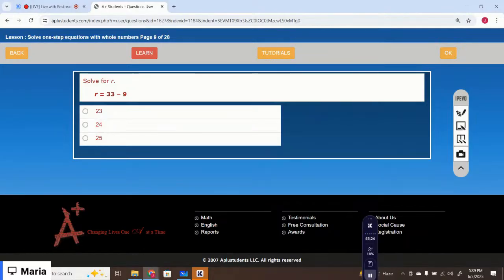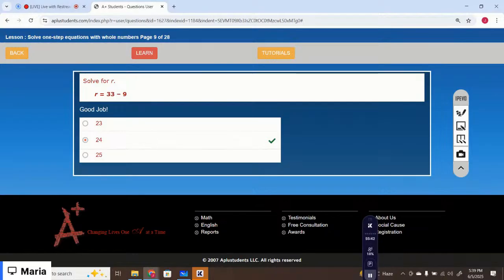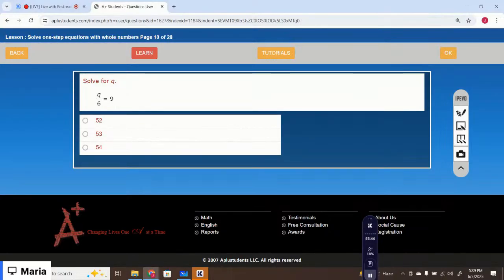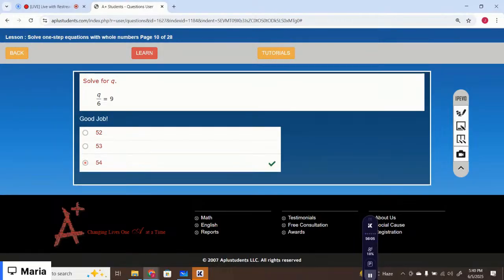Solve for r. The correct option is 24. Option number 2 is the correct option. Solve for q. That is 54. Option number 3 is the correct option.